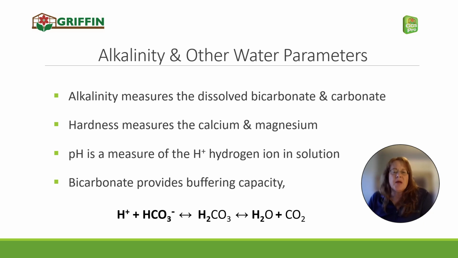So those two interact to form a buffering system shown here, where the hydrogen ion can interact with the bicarbonate, that's HCO3, to form carbonic acid. And in water, carbonic acid largely decomposes into water and carbon dioxide. So in providing that buffering capacity, our bicarbonate is used up. We're going to revisit this equation when we talk about reducing our water alkalinity.